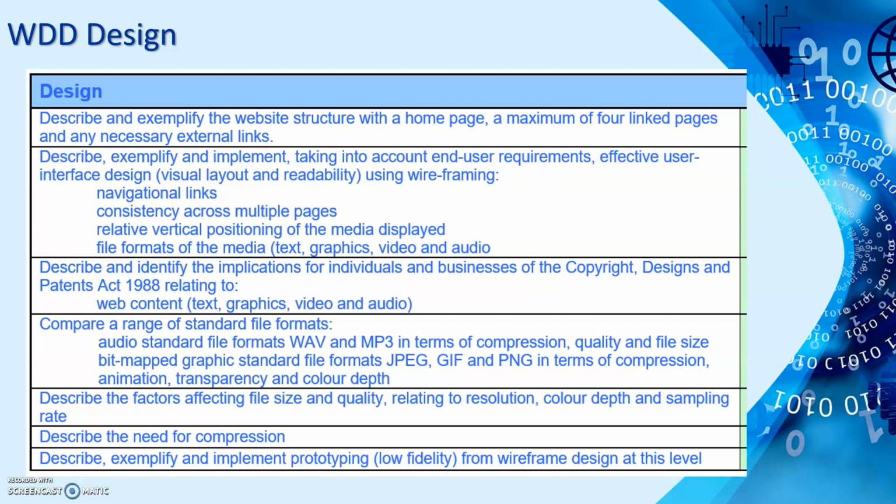So first of all, describe and exemplify the website structure with a home page, a maximum of 4 linked pages and any necessary external links. Now that means it's quite a simple website and it's something we used to call a sitemap, and that would just show the home page and below that the 4 linked pages, but we'll come on to that next week.